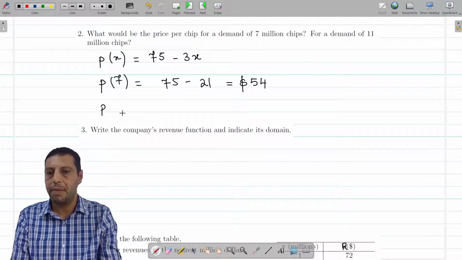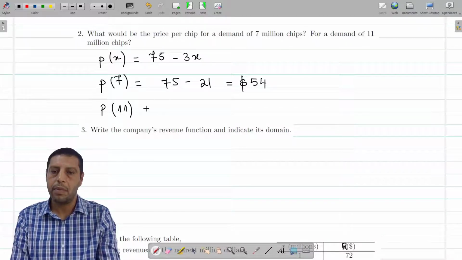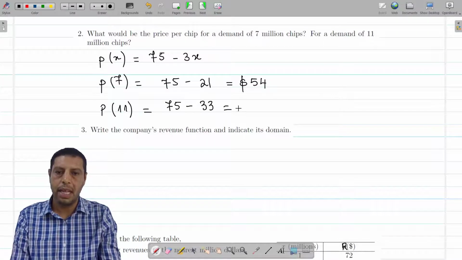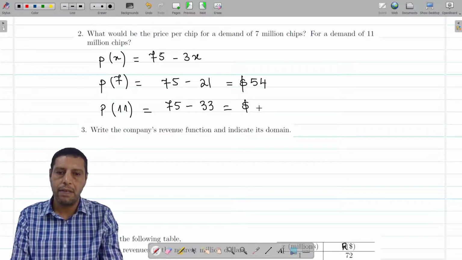Now for 11, P of 11, the price at 11 million chips is 75 minus 3 times 11, which is 33. And the result is $42.